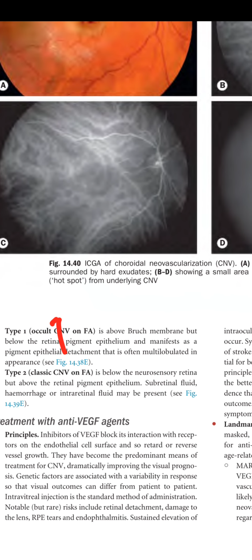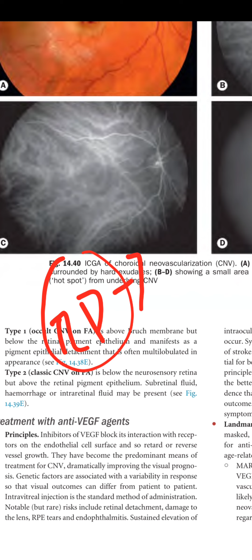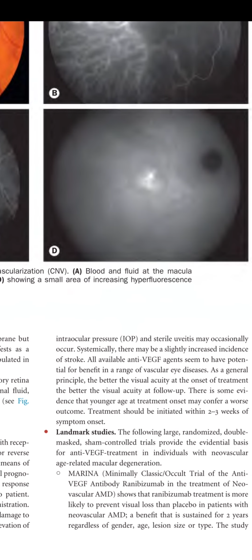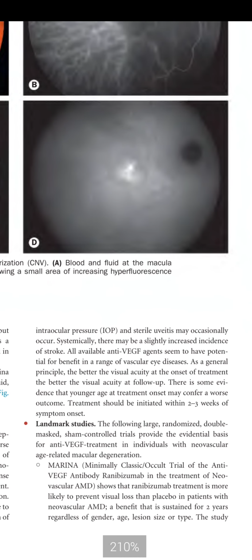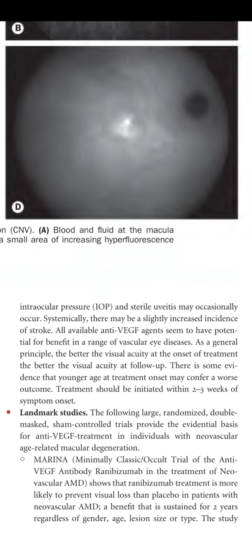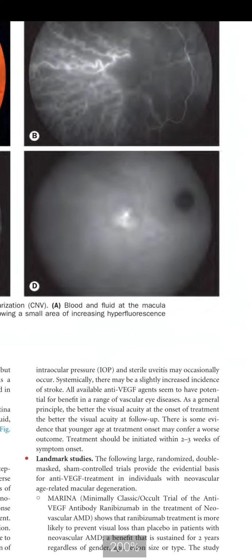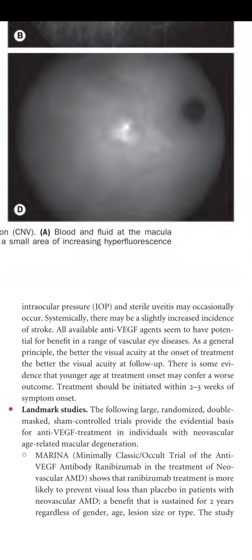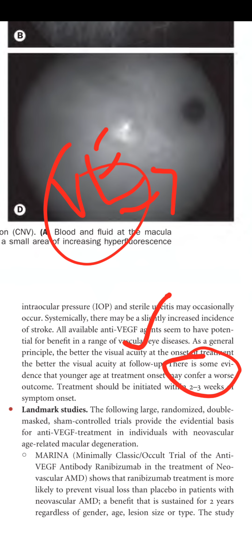So complications of the intravitreal injections can be RD, damage to the lens, RPE, and endophthalmitis. Sustained elevation of the intraocular pressure and sterile uveitis may occasionally occur. Systemically, there may be a slightly increased incidence of stroke. All available anti-VEGF agents seem to have a potential for benefit in a range of vascular eye disease. As a general principle, the better the visual acuity at the onset of treatment, the better the visual acuity at follow-up. So the better the visual acuity at presentation, the better it will be at follow-up. There is some evidence that younger age at treatment onset may confer a worse outcome. Treatment should be initiated within 2 to 3 weeks of the symptom onset.